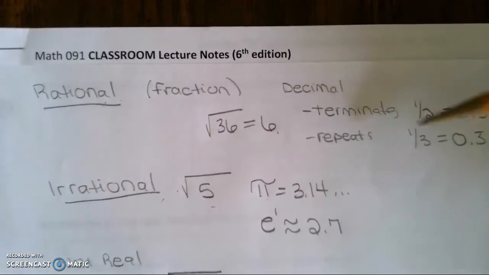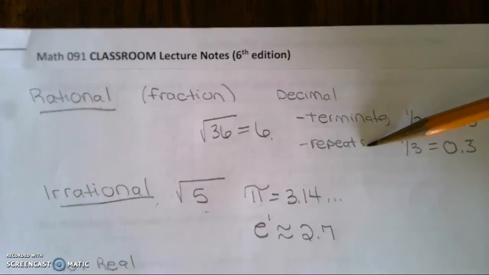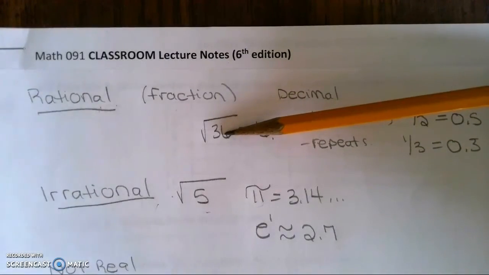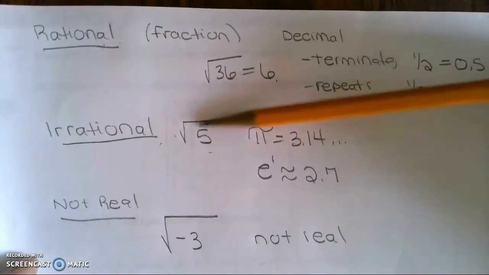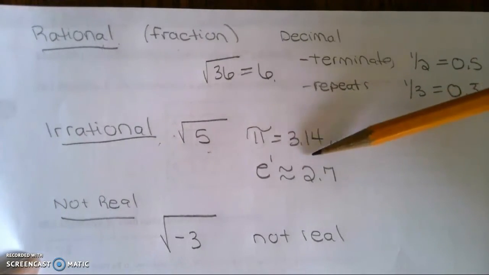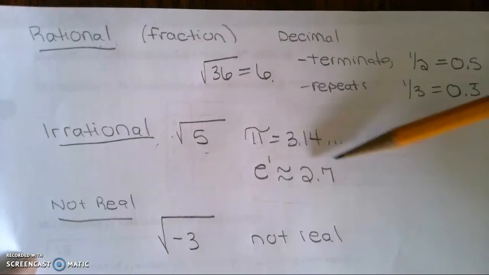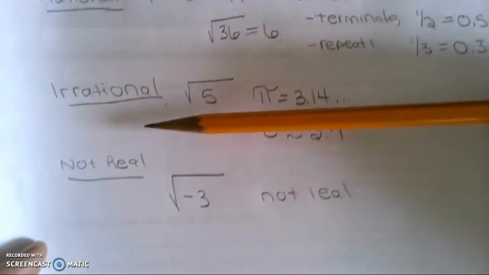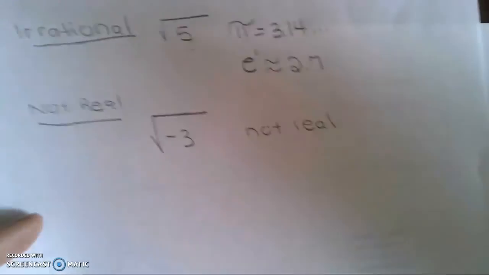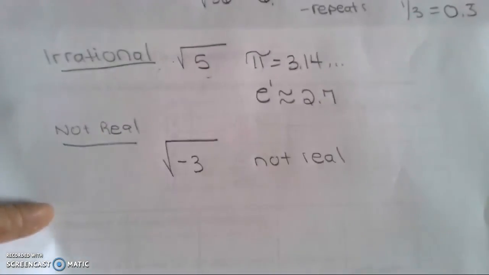Okay, so going back again. Rational in decimal form either terminates or repeats. So that'd be a square root of a perfect square. Irrational would be a square root of a non-perfect square, and some other examples would be pi or e, which is used for exponential growth. And then non-real would be a square root of a negative number. So I'm going to stop here.